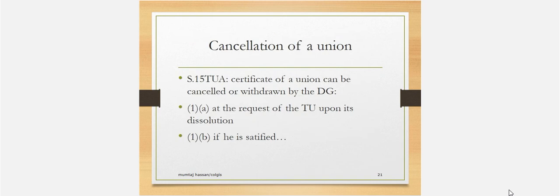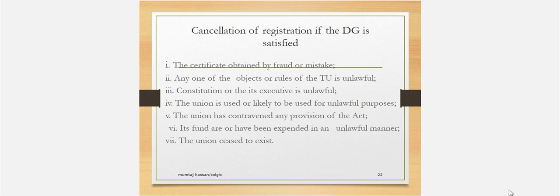After registration, the trade union can also be cancelled, meaning the certificate of the trade union is cancelled. For this, the trade union can apply, or the Director General of the trade union can also withdraw or cancel the certificate if there is a reason. The reasons are stated in the same Act.